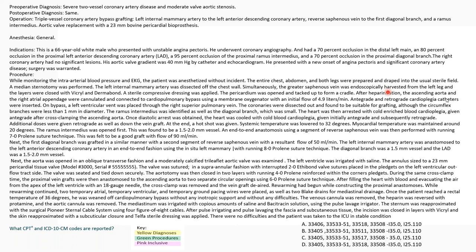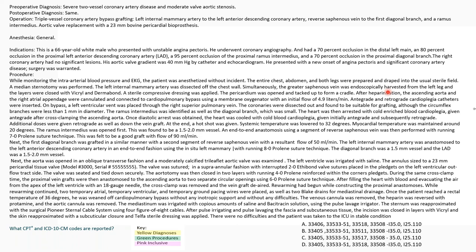The heart was then arrested with cold enriched blood cardioplegia given antegrade after cross clamping at the ascending aorta. Once diastolic arrest was obtained, the heart was cooled with cold blood cardioplegia, given initially antegrade and subsequently retrograde. Additional doses were given retrograde as well as down the vein graft. At the end, a hot shot was given. Systemic temperature was lowered to 32 degrees. Myocardial temperature was maintained around 20 degrees.